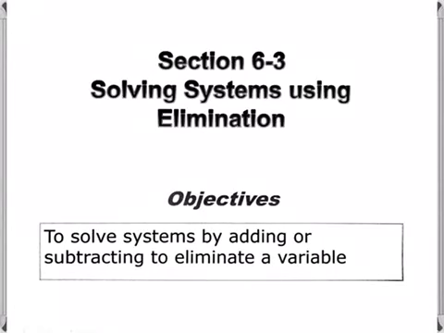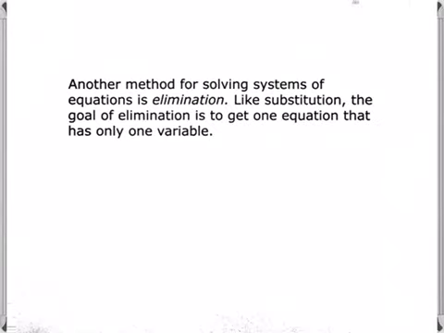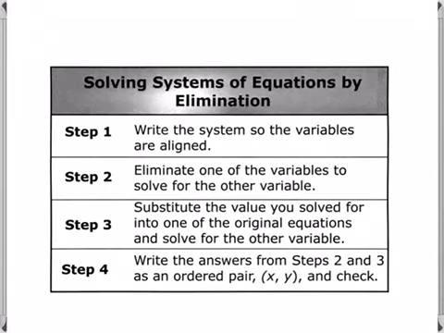Section 6.3, Solving Systems Using Elimination. The 4 steps for using elimination are to write the systems so the variables are aligned, eliminate one of the variables to solve for the other variable, substitute the value of the solved variable back into the original equation and solve for the other, and then write your answers in ordered pair.